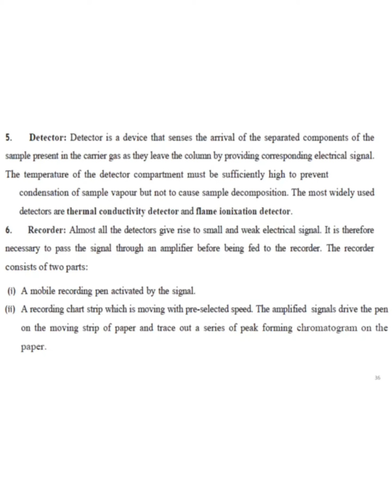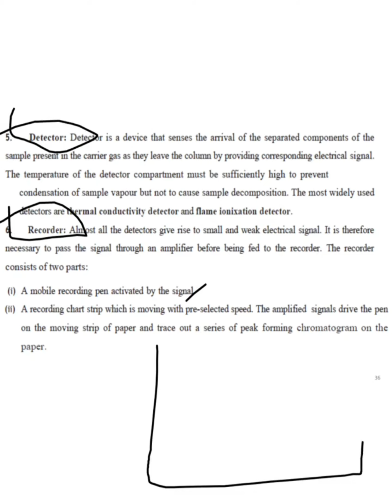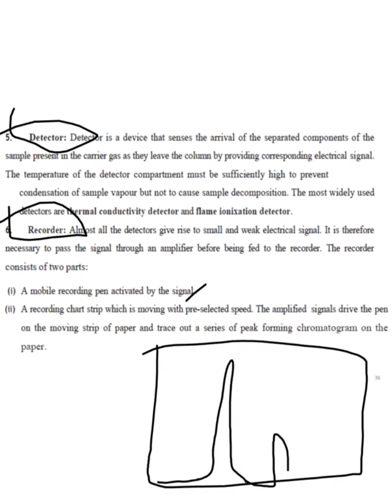And detectors are the devices which sense the arrival of the separated components present in the carrier gas. Further, the recorder: whatever is detected in the sample is recorded, and the mobile recording pen is activated by the signal, giving the chromatogram. The recorder records the chromatogram, with different peaks for the different compounds.